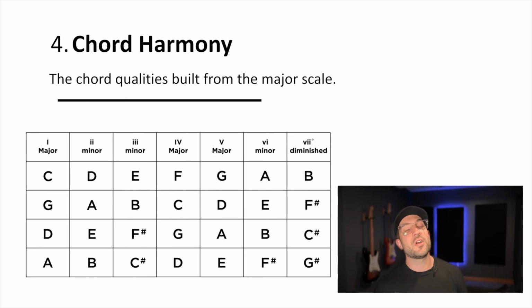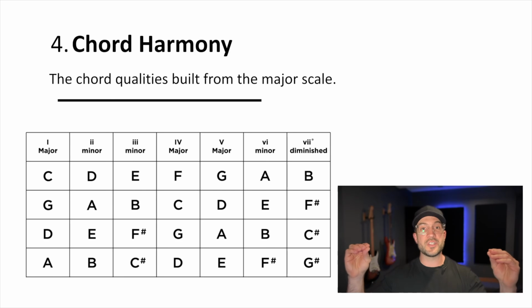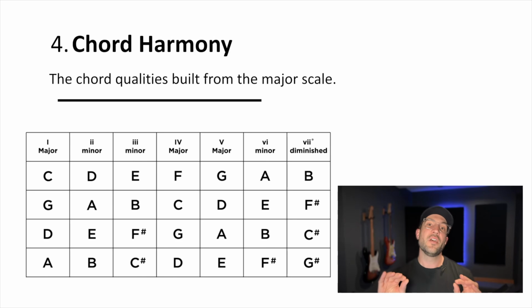Next up, I have chord harmony. These are the chord qualities that are built on every position of the major scale using only notes from that scale. So for instance, in the key of C, I have C major, D minor, E minor, F major, G major, A minor, B diminished. All of those chords are only using notes from the key of C, and that's why you get that pattern of chords. And that's just another one of those music theory facts that you just want to memorize. Major, minor, minor, major, major, minor, diminished.